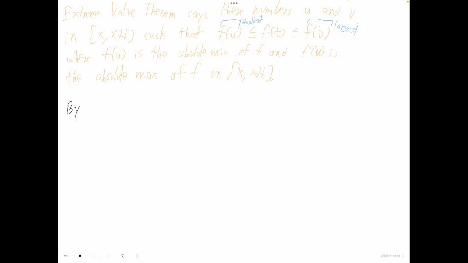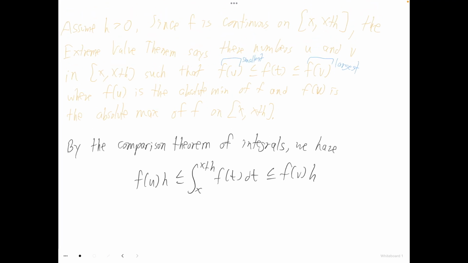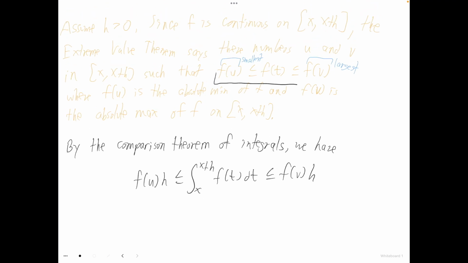So now by the comparison property, I think it was called the comparison theorem, of integrals, we have that f of u times h must be less than or equal to the integral from x to x plus h of f of t dt, which is less than or equal to f of v times h. This is coming from the statement that f of u is less than or equal to f of t is less than or equal to f of v.